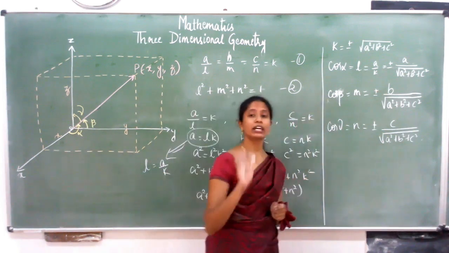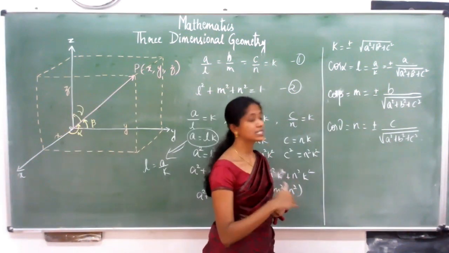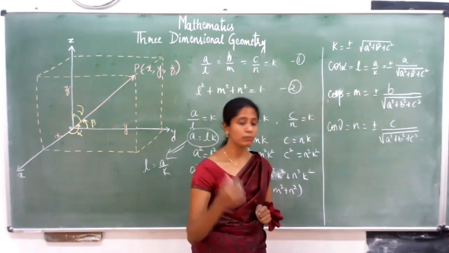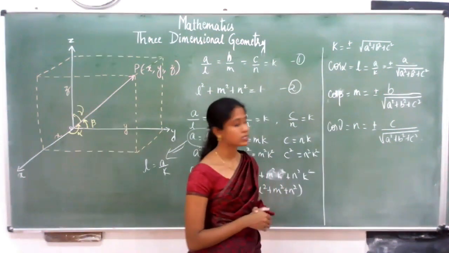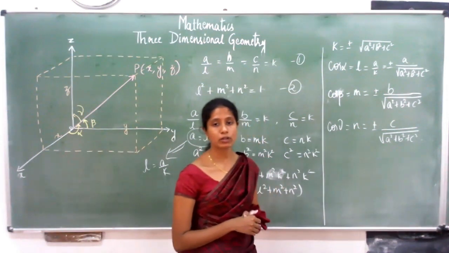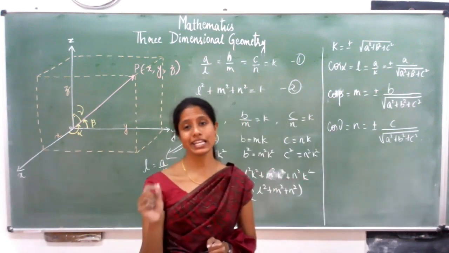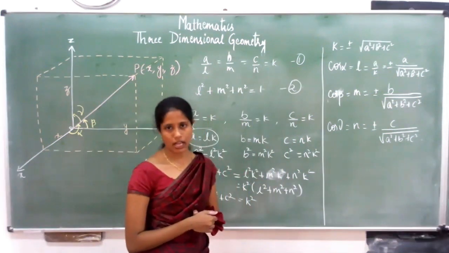So when we write the direction cosines, cos alpha, which is equal to l, is equal to a by root of a square plus b square plus c square. Similarly, plus or minus b by root of a square plus b square plus c square, and plus or minus c by root of a square plus b square plus c square, where a, b, c are the direction ratios and these are the direction cosines.